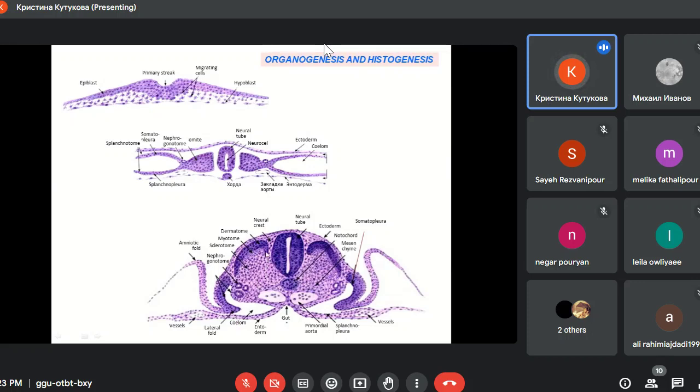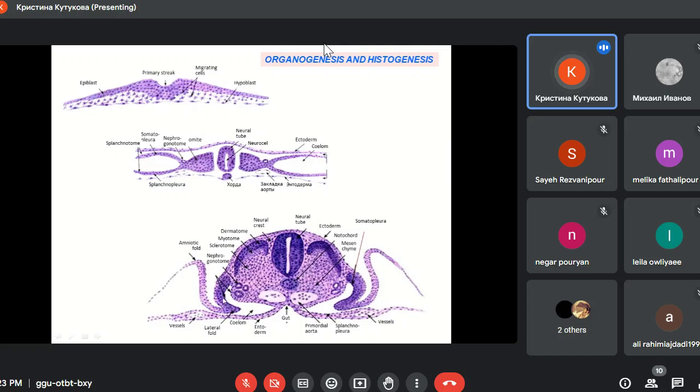So here the somite has already developed into three parts: dermatome, myotome, and sclerotome. In the nephrogonotome you can see some cross-sectioned tubules. These tubules are the tubules of the primary kidney. So kidneys are developing here, and also some tubules for the reproductive system.